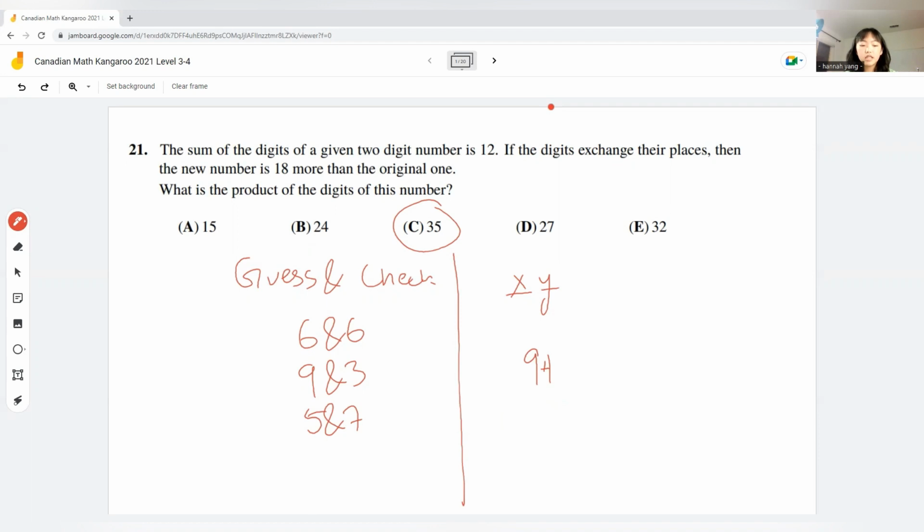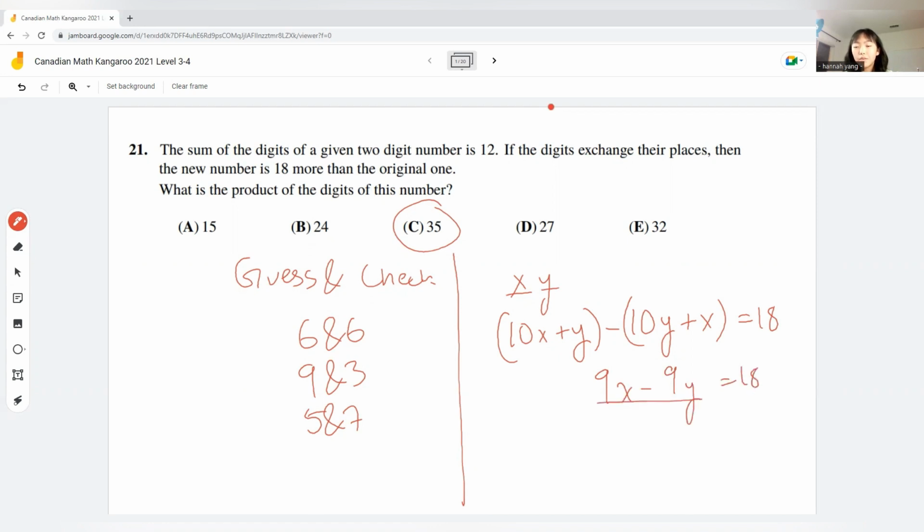So to convert this into an equation, we can simply do 10x plus y. And then if you switch the digits around, it would be minus (10y plus x). We can set that equal to 18 because we know that the difference between them is 18. Now we can simplify, so it's 9x minus 9y equals 18. If you divide both sides by 9, then you get x minus y equals 2.